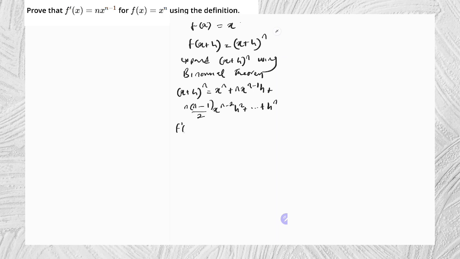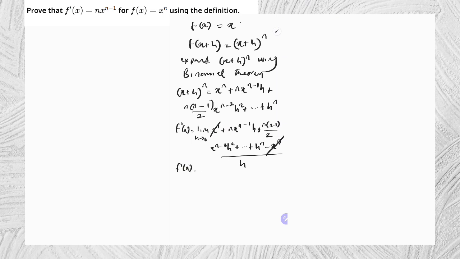Now, when we substitute that into the limit, we have the derivative of f(x) equals x raised to n plus n times x raised to n minus 1 times h plus n times (n minus 1) divided by 2 times x raised to n minus 2 times h raised to 2 plus and so on up to plus h raised to n, minus x raised to n, divided by h as we limit h to 0.